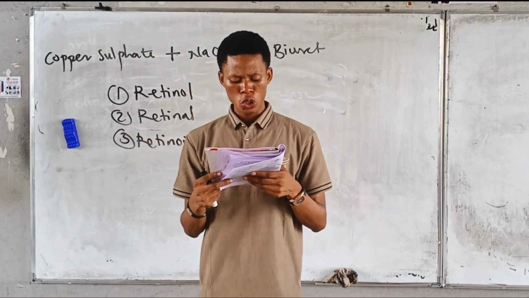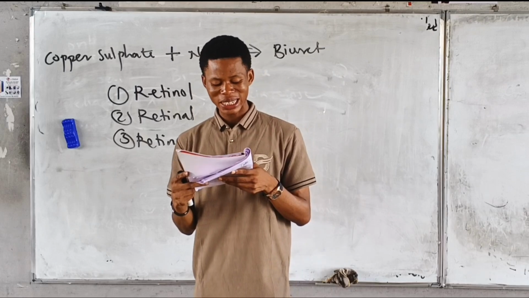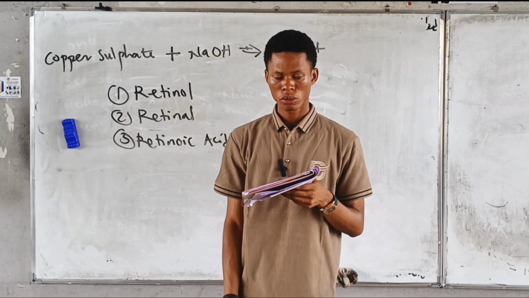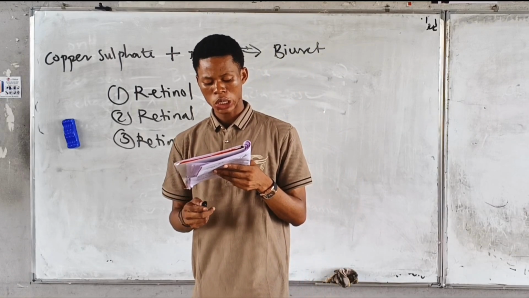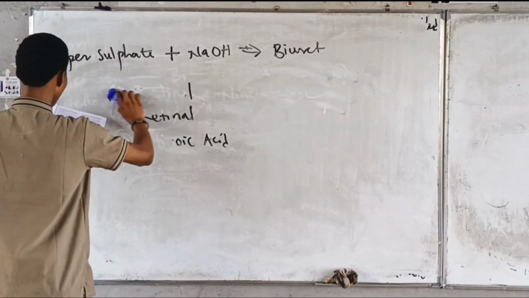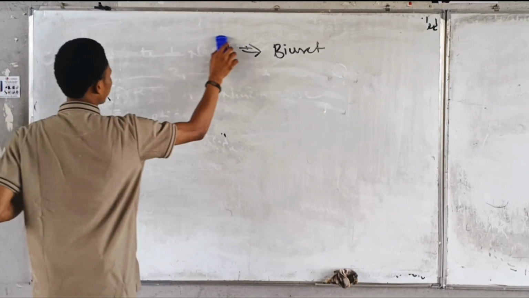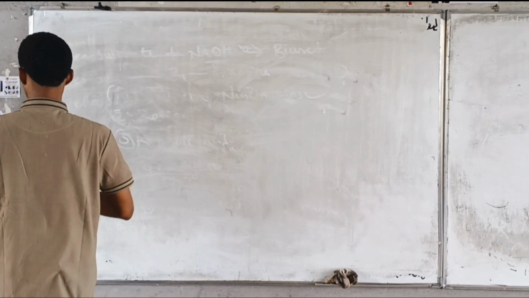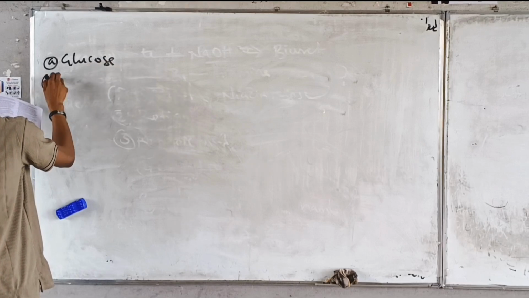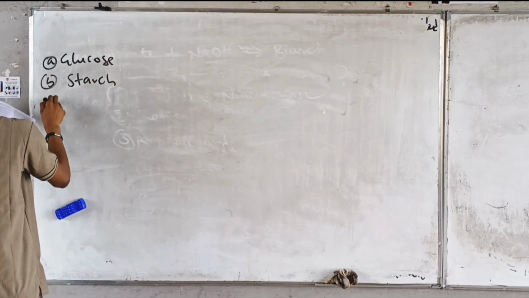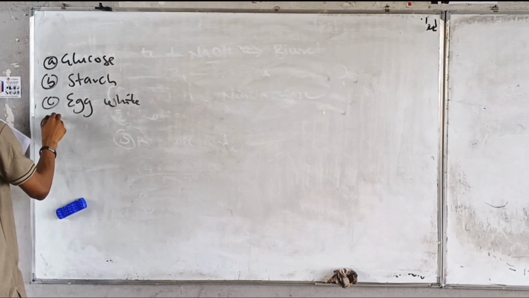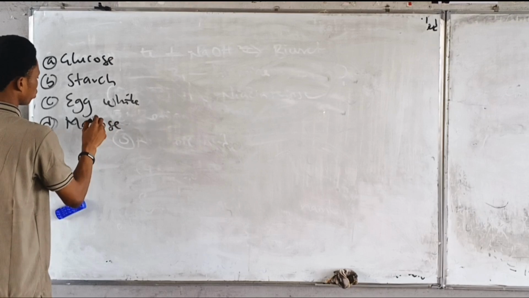Which of the following food substances will produce a brick red color when warmed with Benedict's solution? A says glucose. B says starch. C says egg white. D says maltose. What's the answer to this question? Glucose.